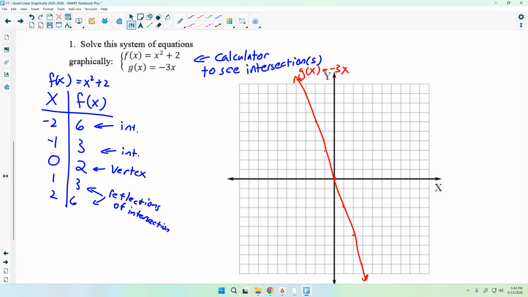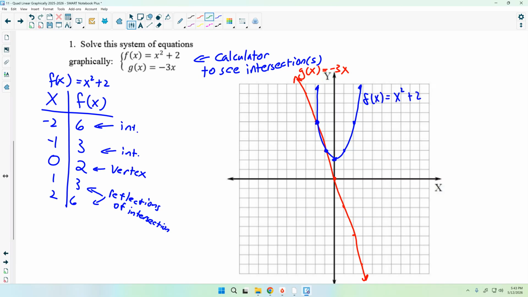Okay, and we can graph. So I always start with the vertex. We've got 0, 2. Okay, let's see, -1, 3, -2, 6, 1, 3, and 2, 6. Okay, so we can make our nice quadratic. With having that line already graphed, we kind of know where to put the quadratic. We're going to label.